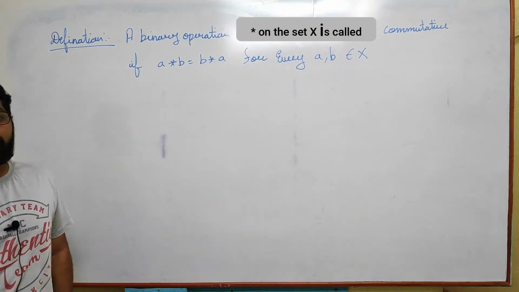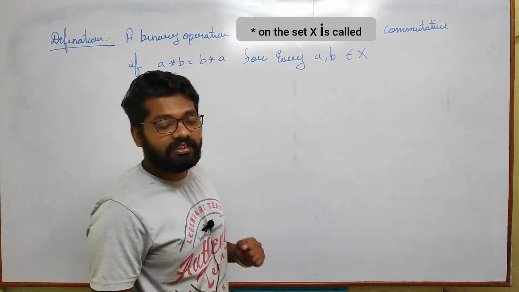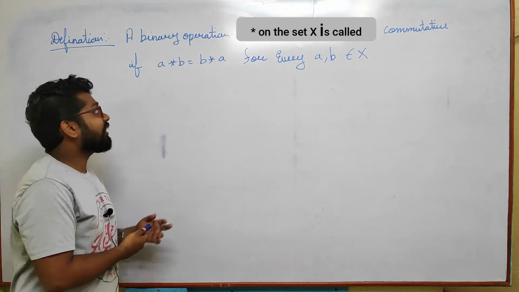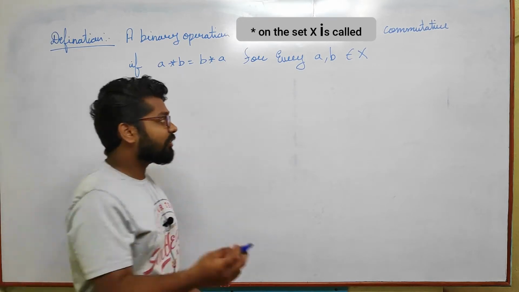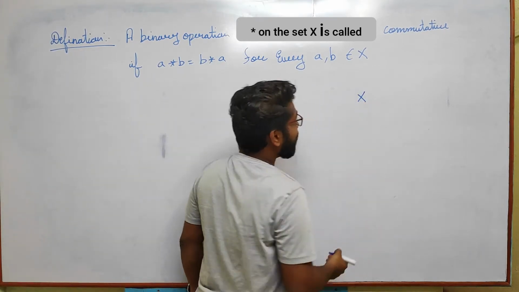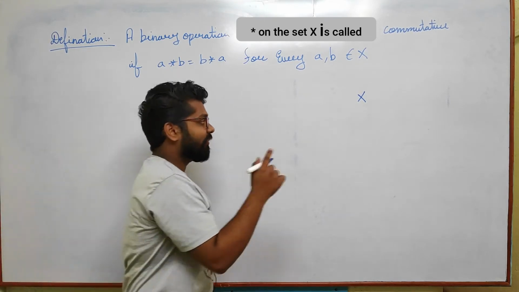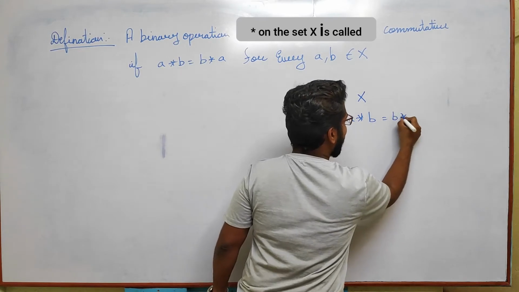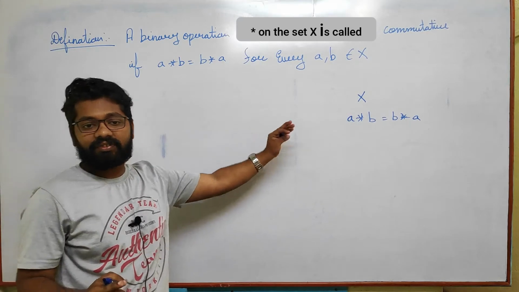So today we are going to do the continuation part of binary operation. The next definition that we have is the commutative definition. So what it is telling us is a binary operation star on the set X. Take any set which is a set X. It is called commutative if and only if a star b is equals to b star a. Let us first understand the meaning of this. So this is your basic definition.